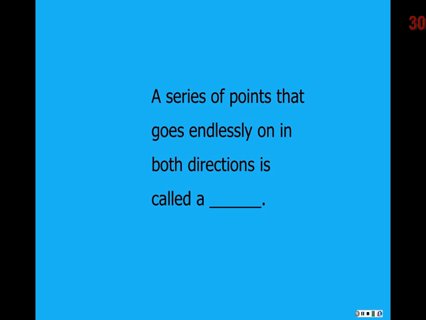A series of points that goes on endlessly in both directions is called a what? No, a series of points that goes on endlessly. We were drawing a whole bunch of them yesterday when we were doing the coordinate system. What was it that you were drawing yesterday? Thank you. A line is just a series of points that are connected that go on forever.